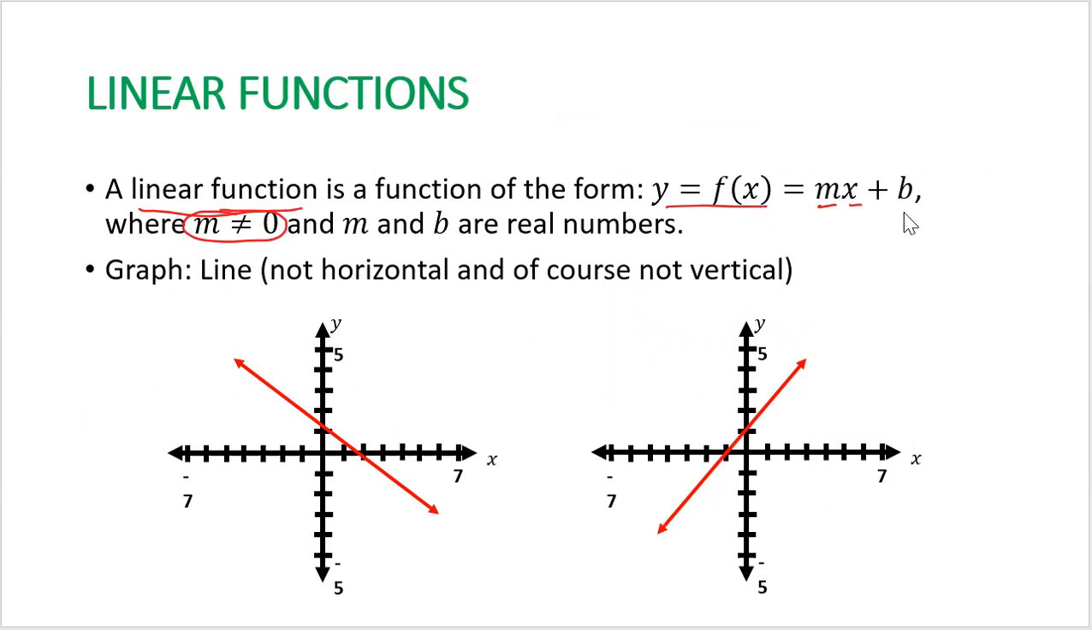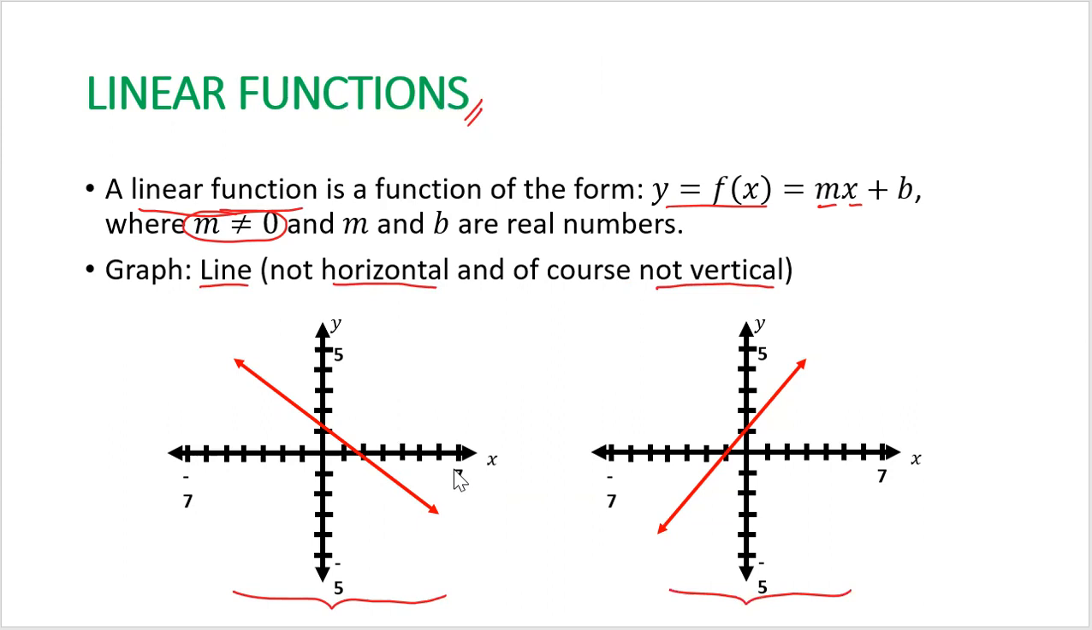function. Now, a linear function has a graph that is a straight line, which is not horizontal. And of course, it cannot be a vertical line because we're talking about linear functions, and a vertical line is not a function because it will fail the vertical line test. So for example, the following graphs that you can see on this slide are linear functions.